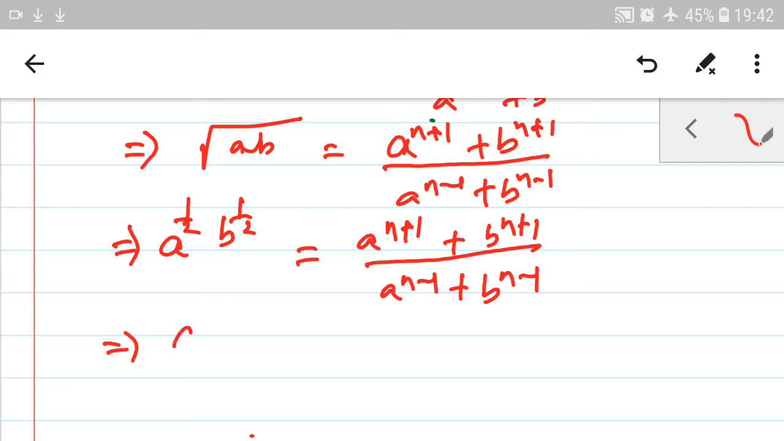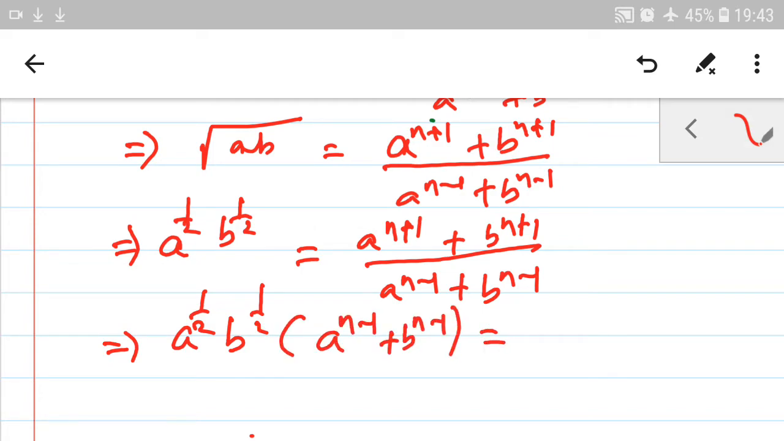Now cross multiply: A to the power half plus B to the power half. Sorry, there is a change here. A to the power half into B to the power half, whole into A to the power n minus 1 plus B to the power n minus 1, is equal to A to the power n plus 1 plus B to the power n plus 1.